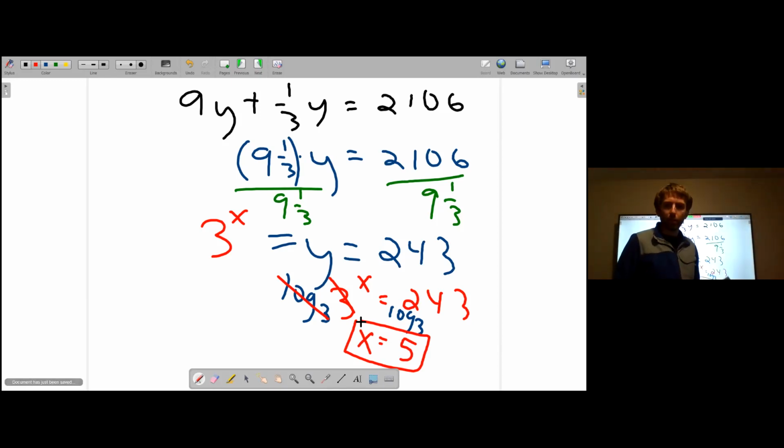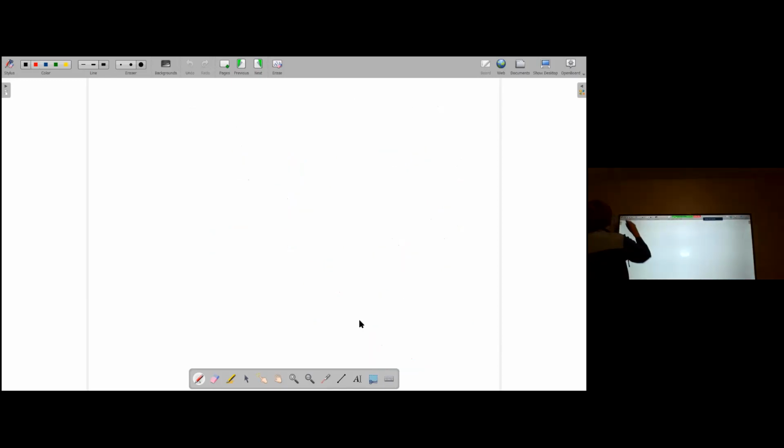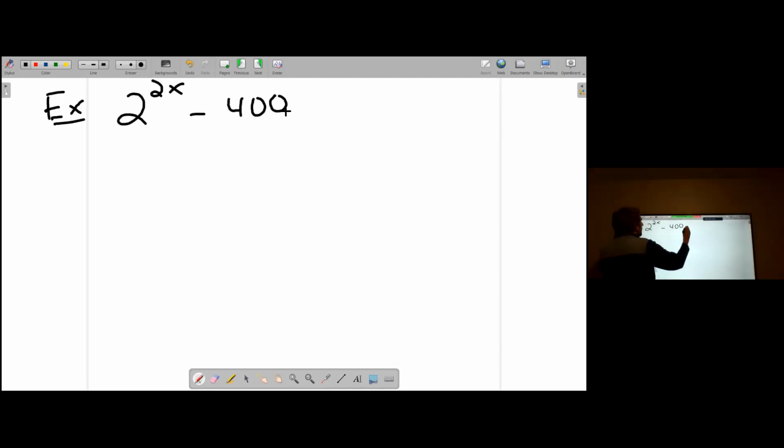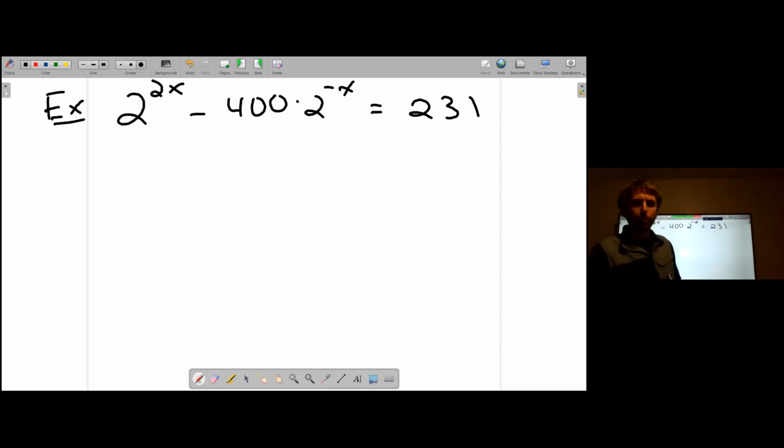Let's do one more substitution, since these are pretty difficult. Couldn't hurt to see one more example. So the other example I have here is 2 to the 2x minus 400 times 2 to the negative x is equal to 231. How do we do this one?